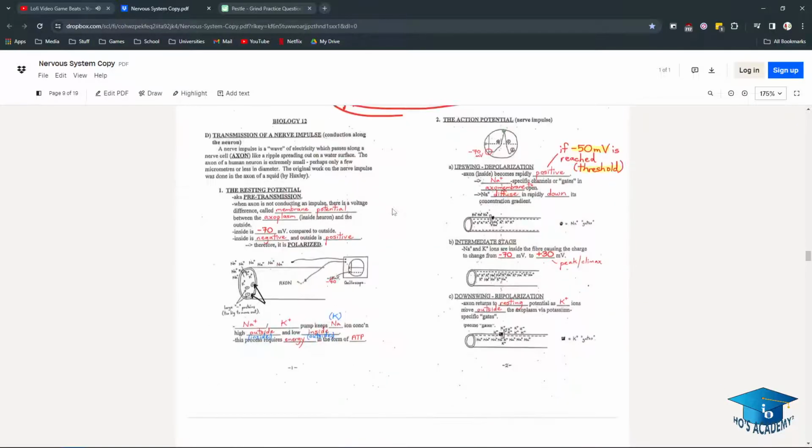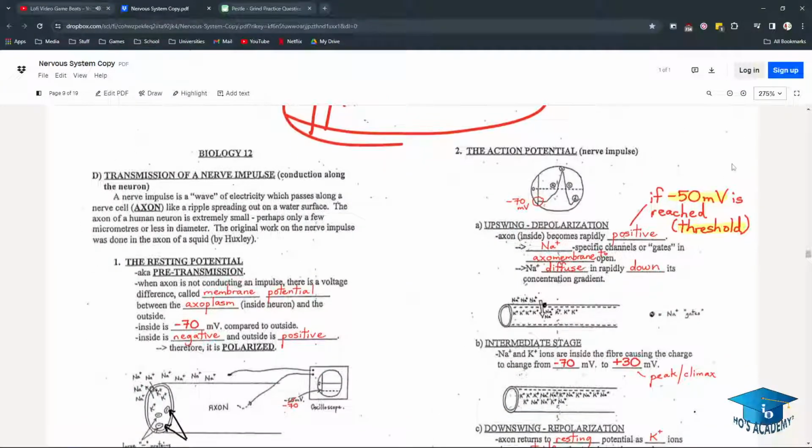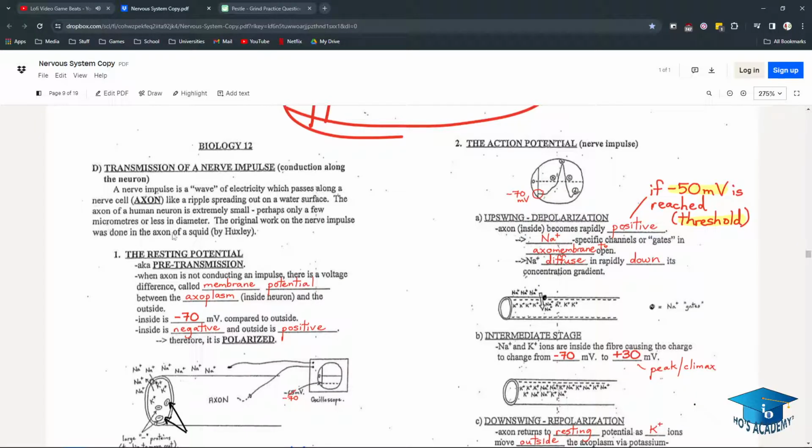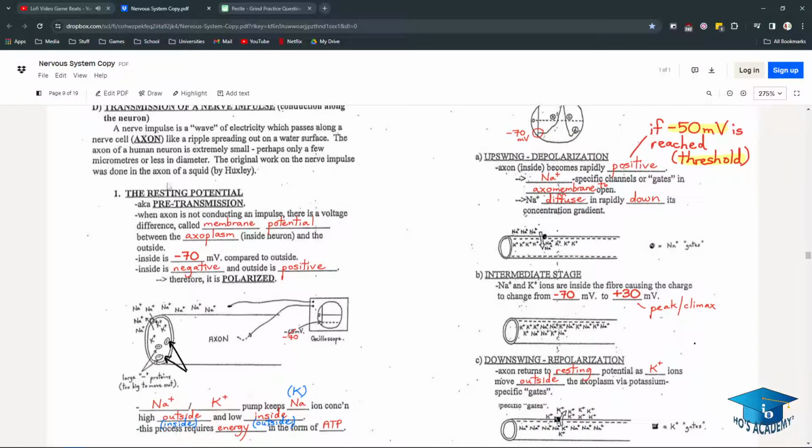Okay, and here are the notes for the thing I don't know too well. So transmission of a nerve impulse: you start from a resting potential of -70, and this is a relative charge. From the inside is -70 and the outside is zero relatively. When the axon is not conducting, there's a voltage difference called the membrane potential between the axoplasm, which is inside the neuron, and the outside. The inside is negative and the outside is positive, therefore it is polarized.